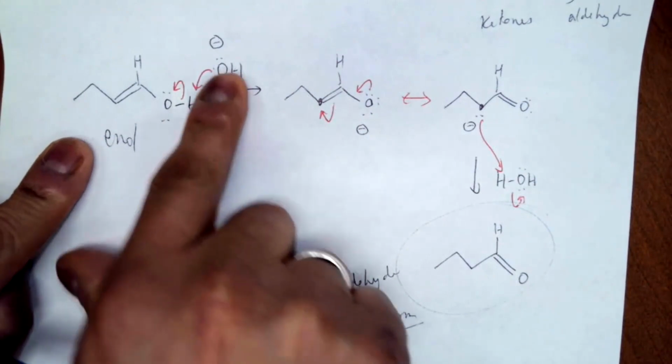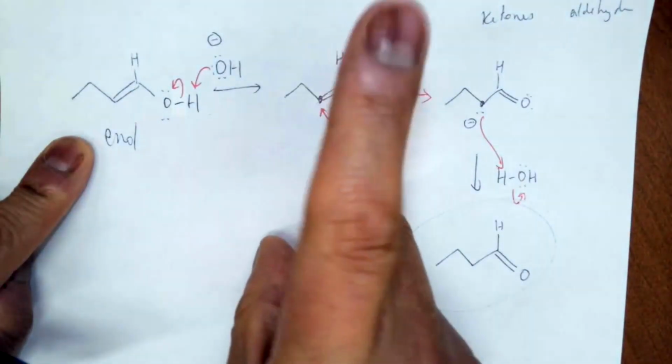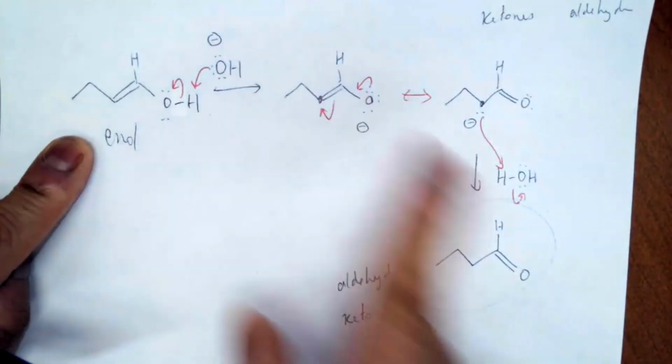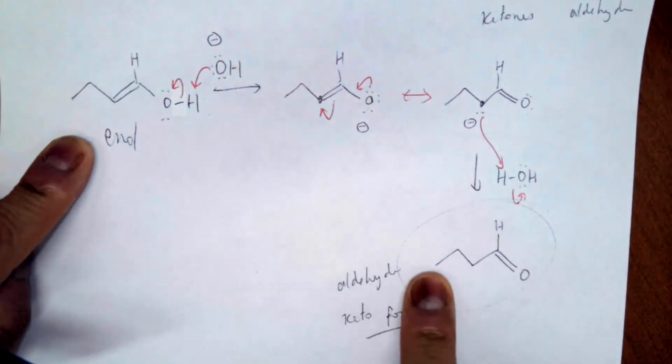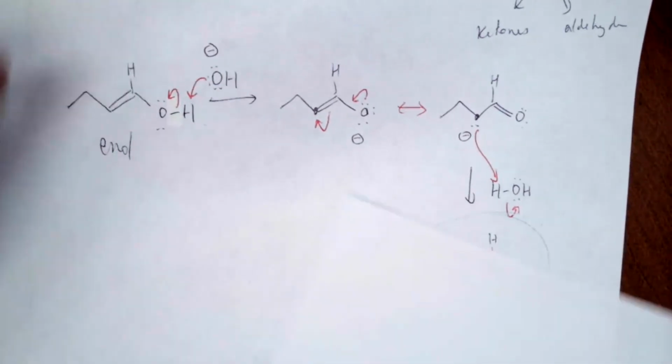Do I need to know basic tautomerization and acidic tautomerization? Yes. You have to know both tautomerizations that accomplish the conversion of the enol to the keto form, to produce aldehyde or to produce ketone. So let's do some examples for this reaction.